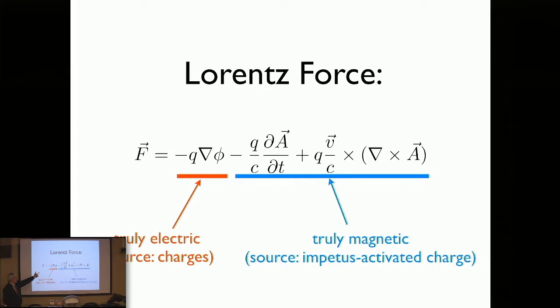There's the negative q over c A dot. This is in CGS units, so there's a c appearing here. Negative A dot. And then there's the v cross B, but not written in terms of A, v cross curl of A. The second two terms are truly magnetic in origin. And the first term, the first of the three, is truly electric because it's generated by charges, by bodies with just charge but no impetus, whereas the second two terms, you have to have impetus in the source to generate them.